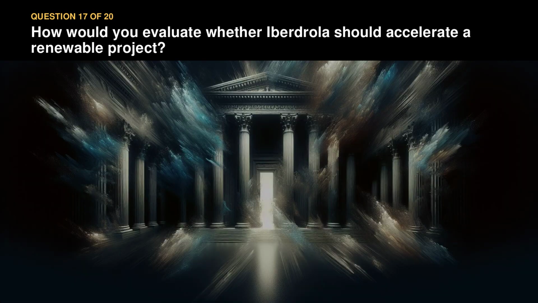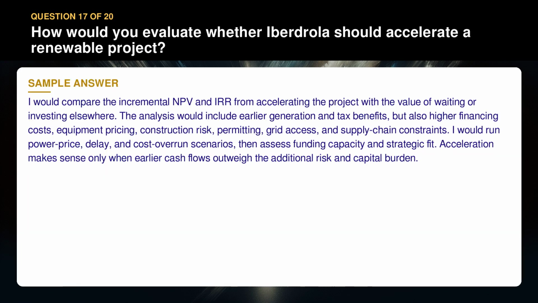Question 17. How would you evaluate whether Iberdrola should accelerate a renewable project? I would compare the incremental NPV and IRR from accelerating the project with the value of waiting or investing elsewhere. The analysis would include earlier generation and tax benefits, but also higher financing costs, equipment pricing, construction risk, permitting, grid access, and supply chain constraints. I would run power price, delay, and cost overrun scenarios, then assess funding capacity and strategic fit. Acceleration makes sense only when earlier cash flows outweigh the additional risk and capital burden.